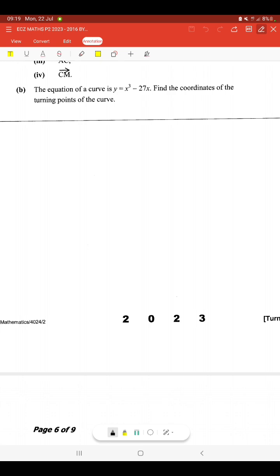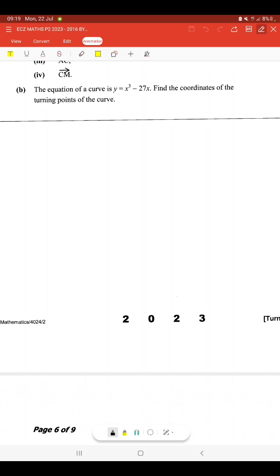Today we're going to do a question on calculus, and this is 2023 paper 2. Okay, so this question on calculus says the equation of the curve is y equals x to the power 3 minus 27x. Find the coordinates of the turning point of the curve. So we want to find the coordinates of the turning point.